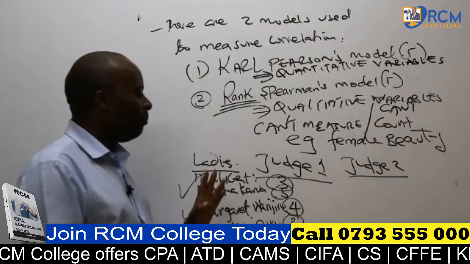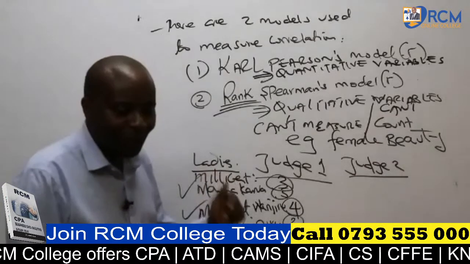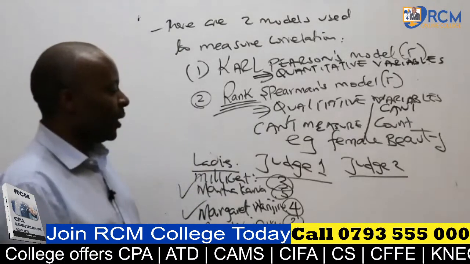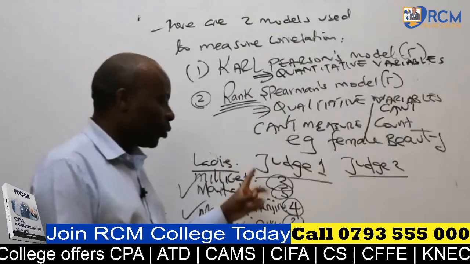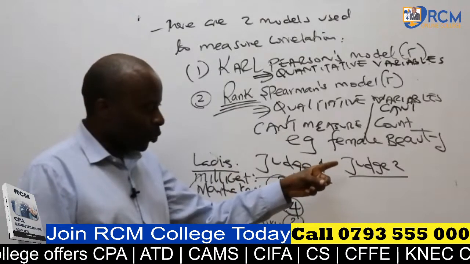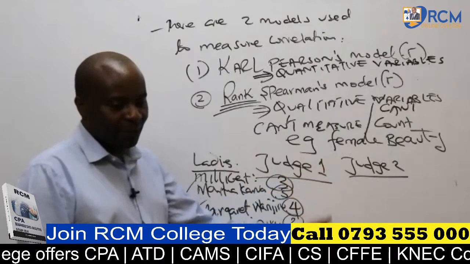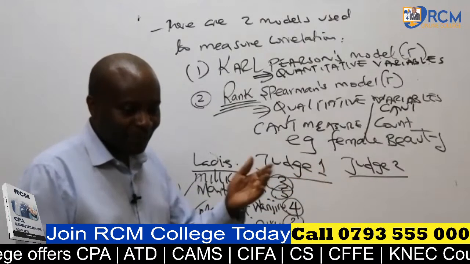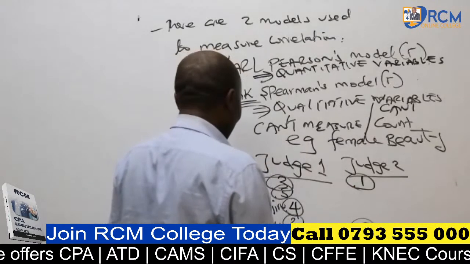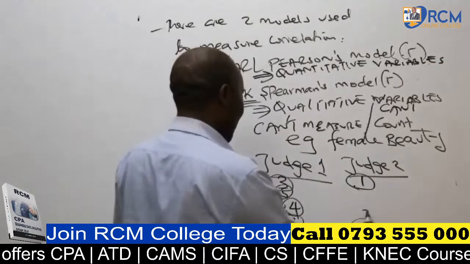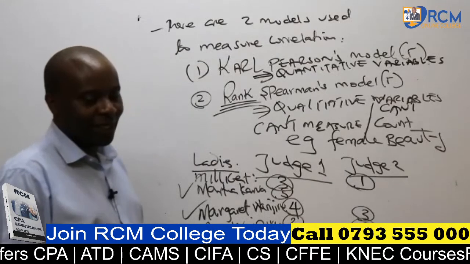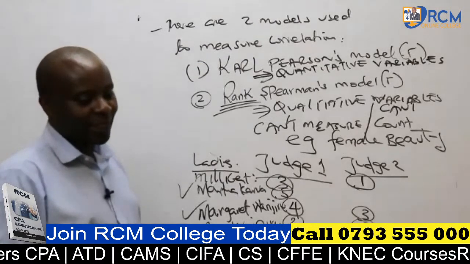This is a female beauty contest. How about judge number 2? Judge number 2, he said, is Brian. Brian, very fast, please give me. Remember, what may be beautiful to Gibson may not be beautiful to Brian. So Brian, please give me your rankings. Millicent number 1, Pasaris number 2, Waiguru number 3.